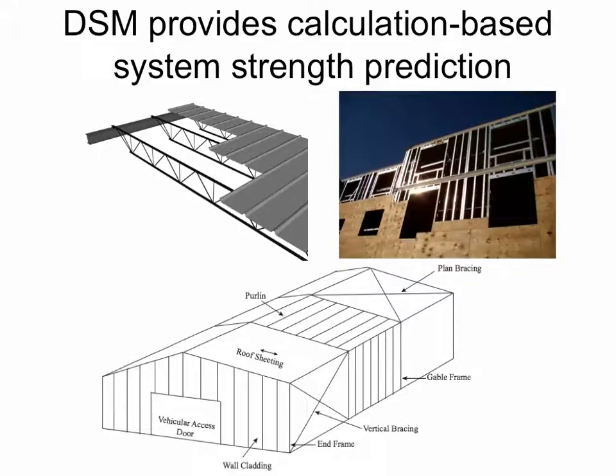The direct strength method has already been extended to cold-formed steel framing. So if you wanted to calculate the capacity of a stud connected to OSB or plywood, now you can do that.